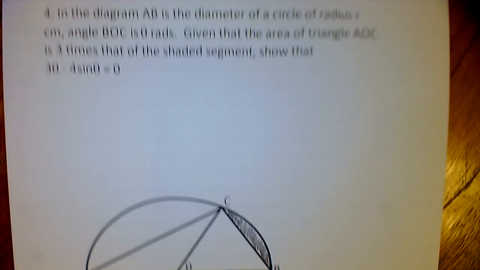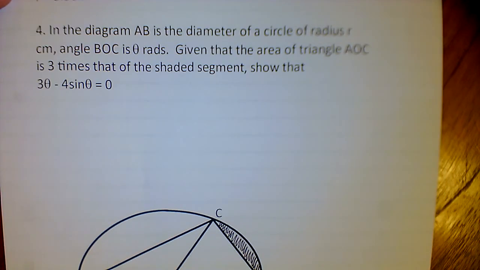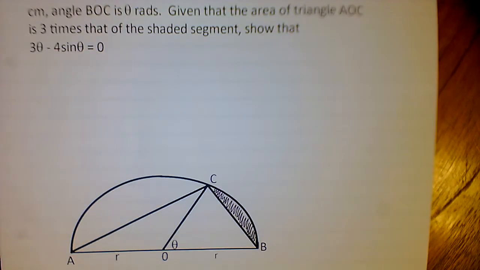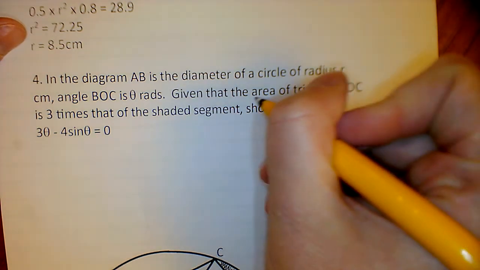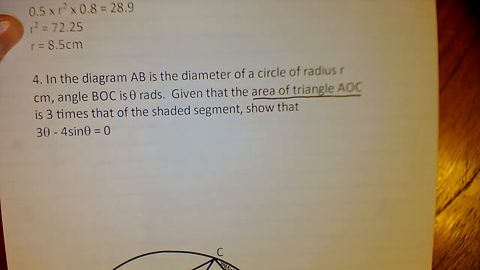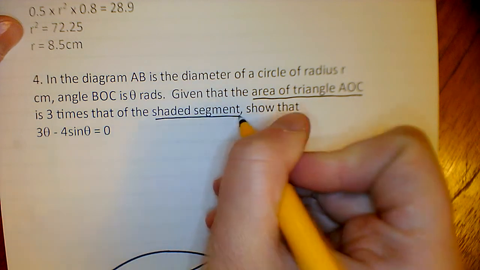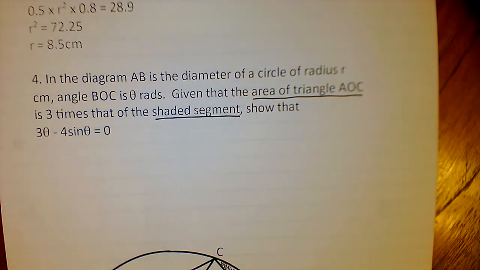Okay, and our last one. In the diagram, AB is the diameter of a circle of radius r. Angle BOC is theta radians. Given that the area of triangle AOC is 3 times that of the shaded segment, show that 3 theta minus 4 sine theta equals 0. So I know that that looks complicated, but the important things to look for there, it's talking about the area of this triangle, and it's talking about the area of the shaded segment. So the first thing you're going to do is find those two areas.